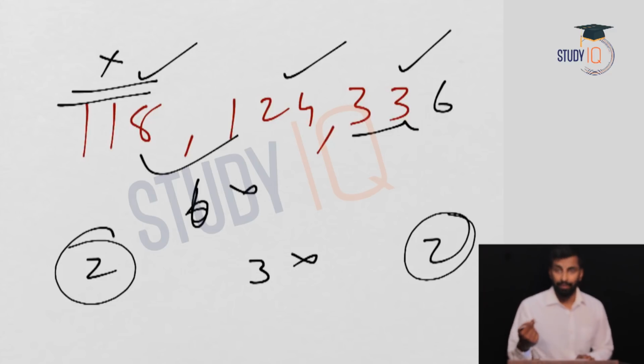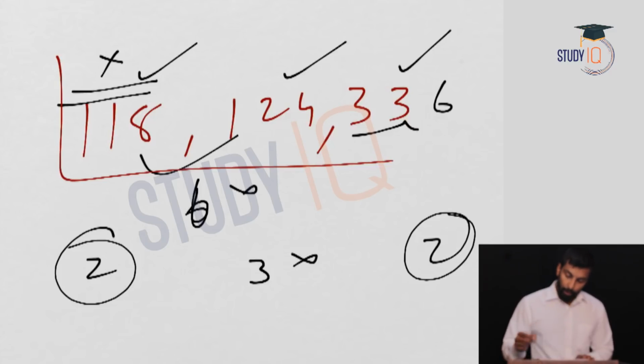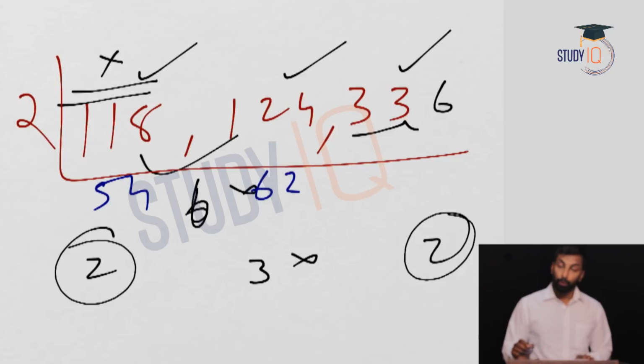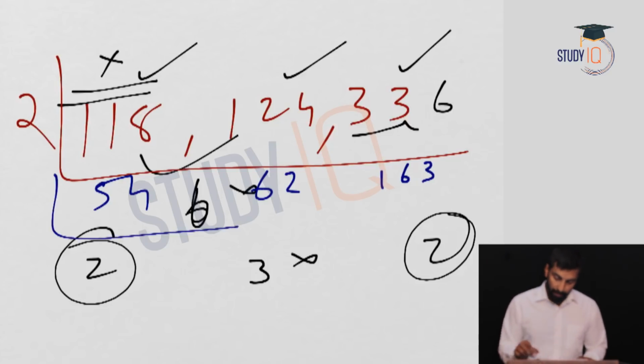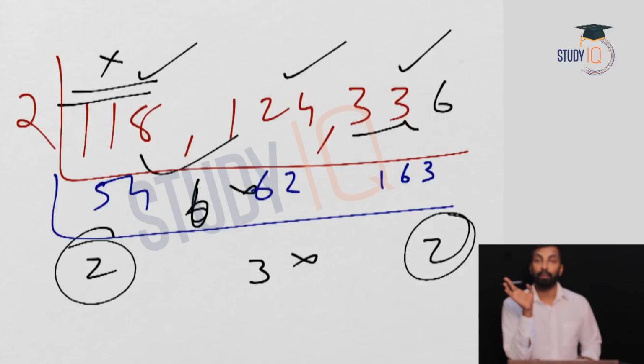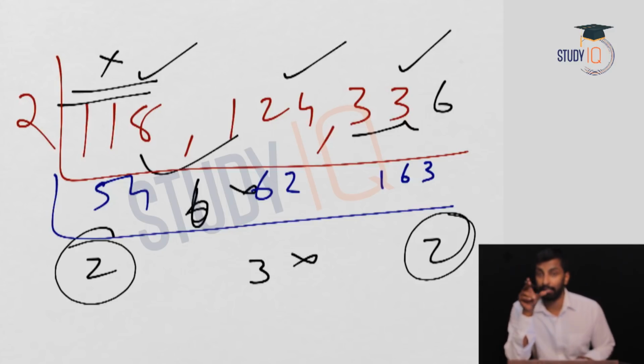Very simple. Otherwise, what will you do? First step, you will divide with 2 and get 54, 62, 163. This much everybody will do. Then you keep on thinking, what is the next number? And you will end up thinking. You will waste at least 50 seconds on that. So you can find the HCF faster just by taking the smallest difference. Here you got the answer faster.